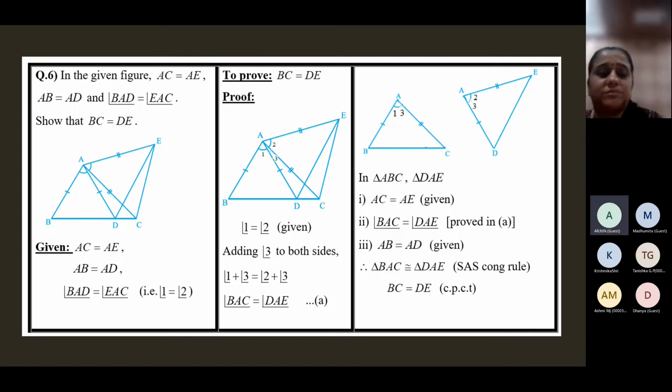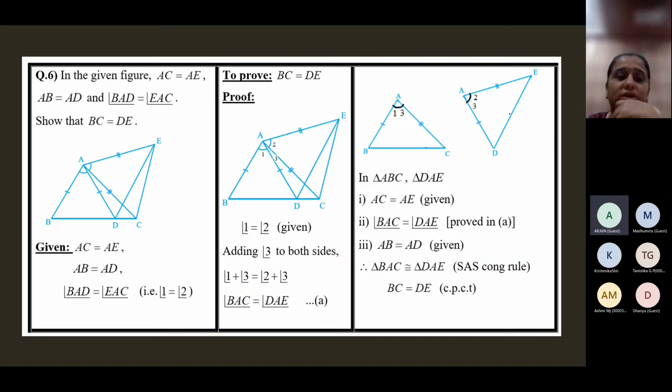Okay, who wants to explain this? Nobody? Ma'am, I'll try. Okay, Madhumita, go ahead. So it's given to us that angle 1 is equal to angle 2, ma'am. And the triangles we've taken are triangle ABC and triangle DAE, ma'am.